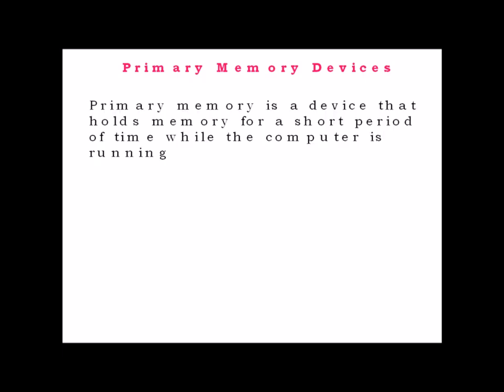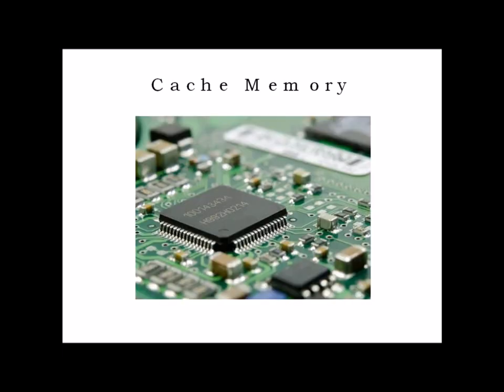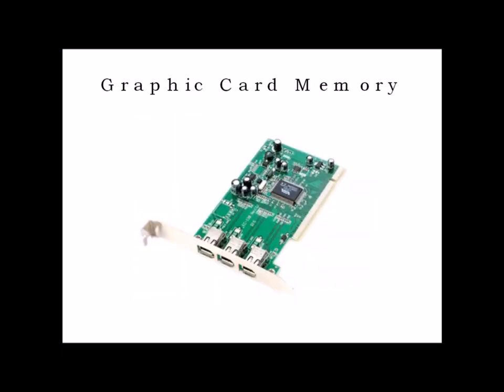Primary memory devices. Primary memory is the device that holds memory for a short period of time while the computer is running. Examples of primary memory devices are random access memory or RAM, cache memory, and graphic card memory.